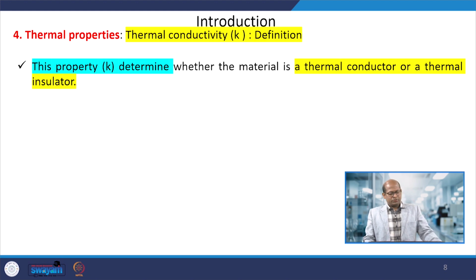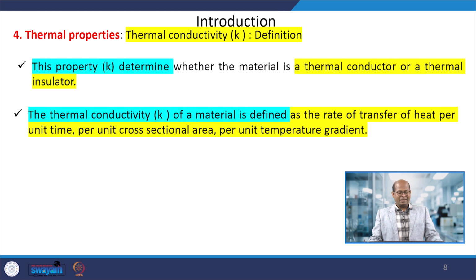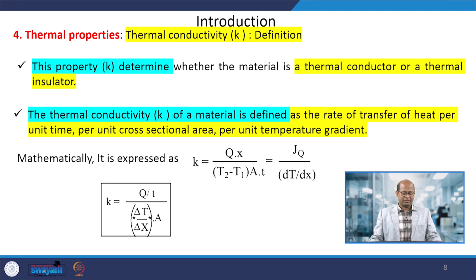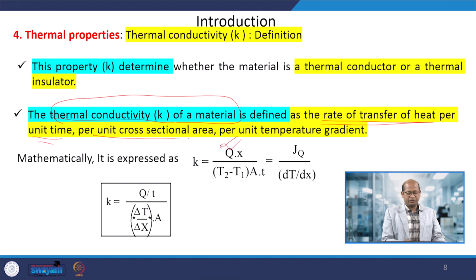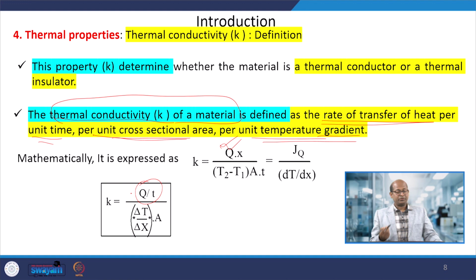How can we express the thermal conductivity k? The thermal conductivity of a material is defined by the rate of transfer of heat per unit time, per unit cross-sectional area, per unit temperature gradient. So this is the rate of heat transfer per unit time, this is the temperature gradient delta T by delta x, and this is the area.